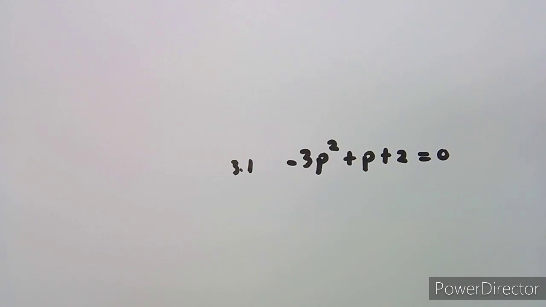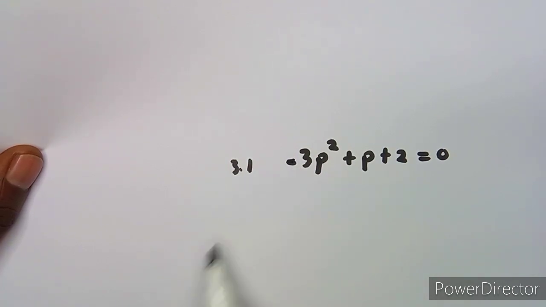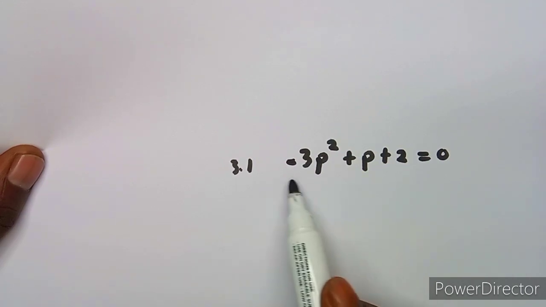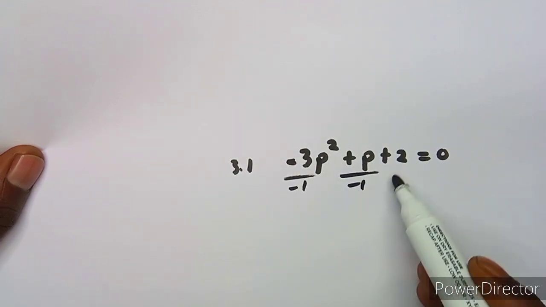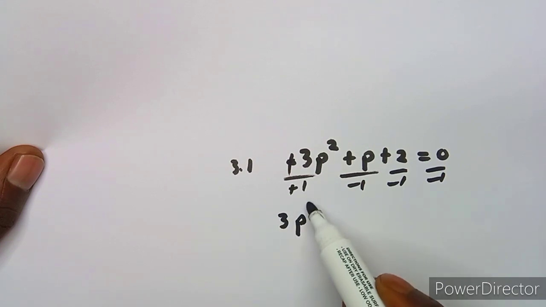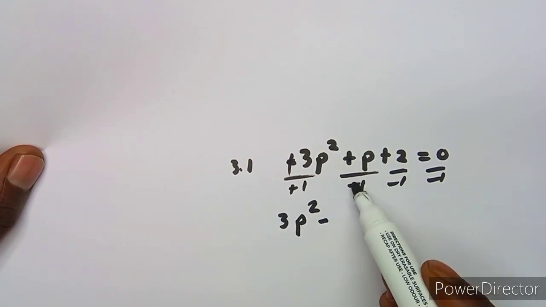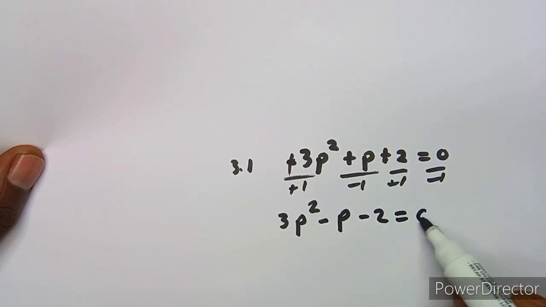So remember, guys, whether we are using the factorization method or the quadratic formula or whatever method, we can avoid working with a negative. That does not affect the method that you are using. So you can divide by minus 1 throughout so that it becomes positive here. So it's going to be 3p squared minus p minus 2 is equal to 0.